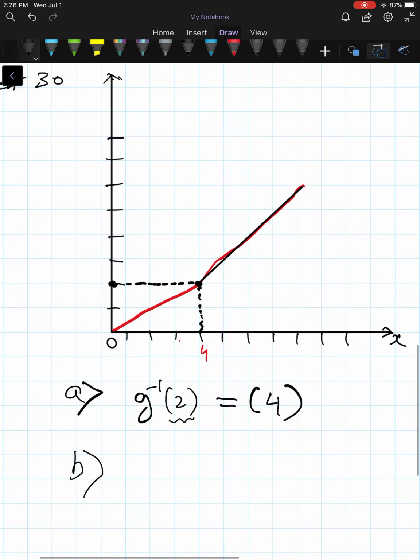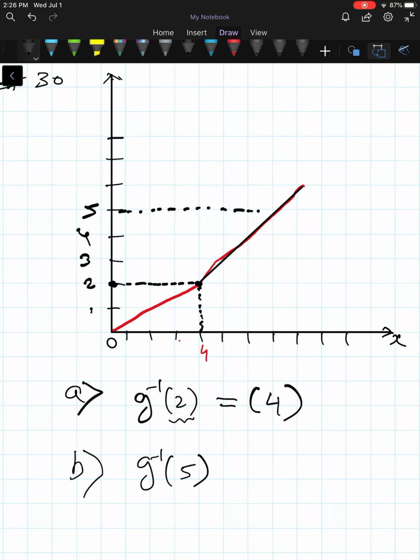Next question is find out g inverse of 5. So our output value 5 is here. So go further till it touches the graph. It is touching the graph here. So come down to the x-axis. So the x-axis value here is 5, 6, 7. So g inverse of 5 is 7.